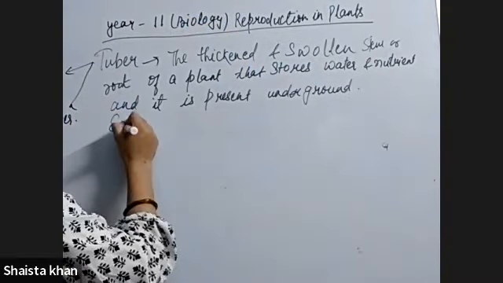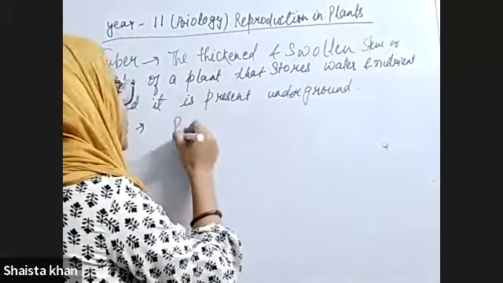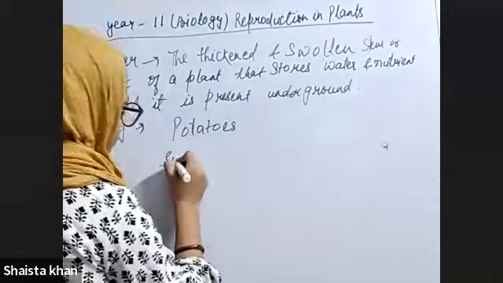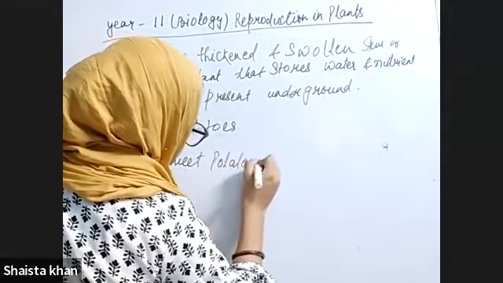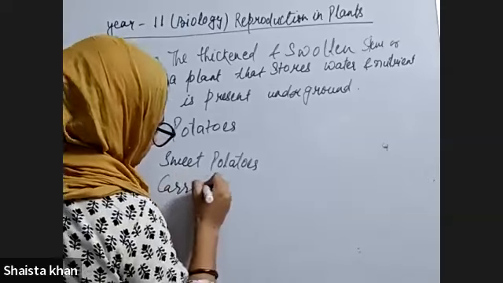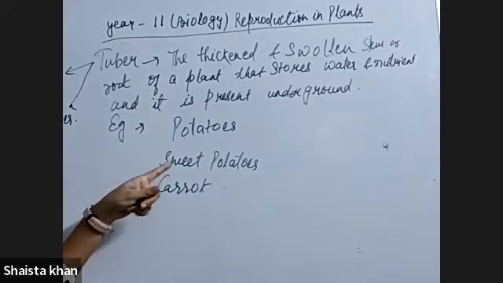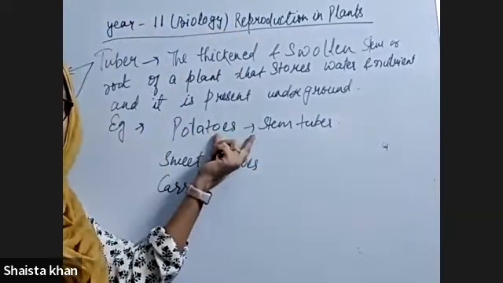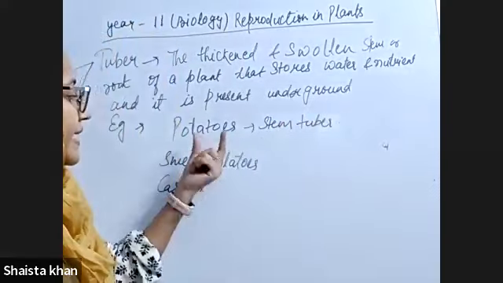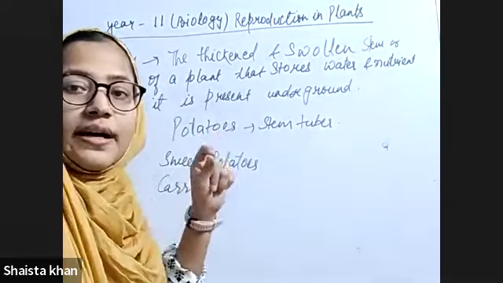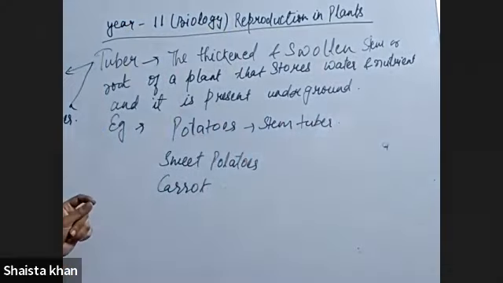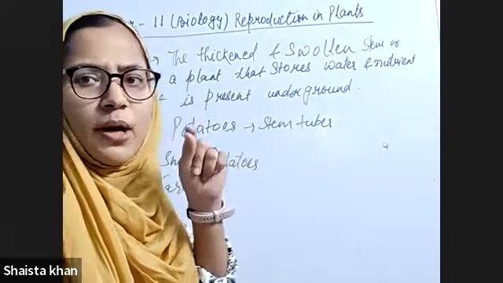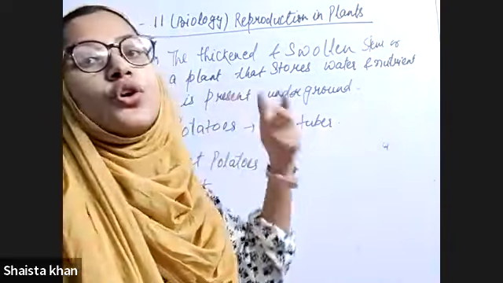Let me explain with examples: potatoes, sweet potatoes, carrot, radish. So potato is an example of a stem tuber. Ginger is also an example of a stem tuber, because a stem tuber requires an eye or a bud. Have you ever heard about the eyes of potatoes? It requires an eye to grow a new plant.